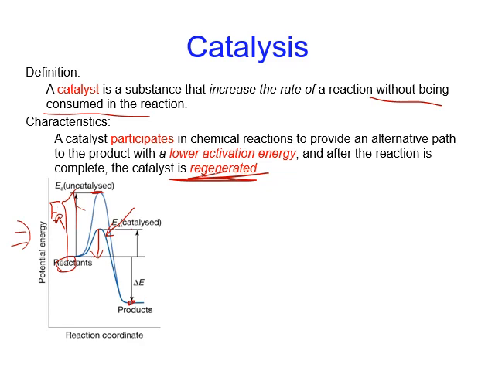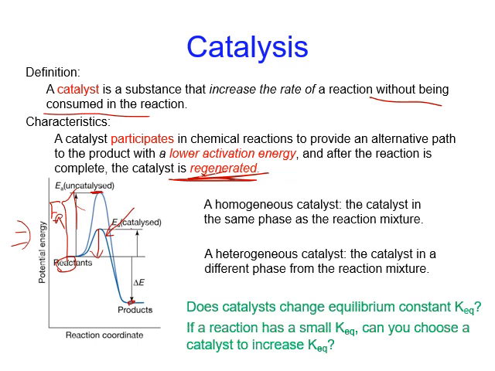Now, there are several types of catalyst. One is called a homogeneous catalyst, and this catalyst is in the same phase as the reactants, the mixture, reactants or product. So one example is acid-base catalysis.